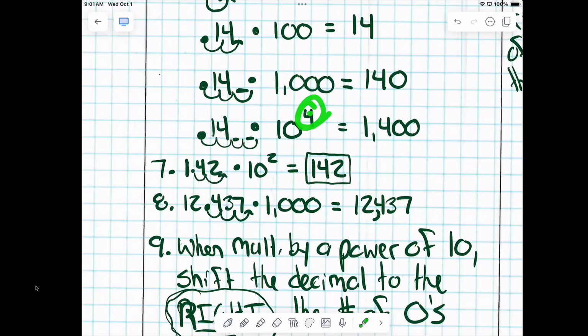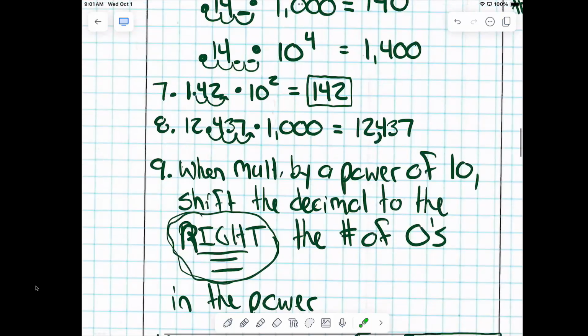I don't know if I referenced that. What if I have an exponent? What if I have a base 10 with an exponent? What does the exponent tell me about my bunny hops? Tells you how many times the bunny hop, right? Yes? Okay.